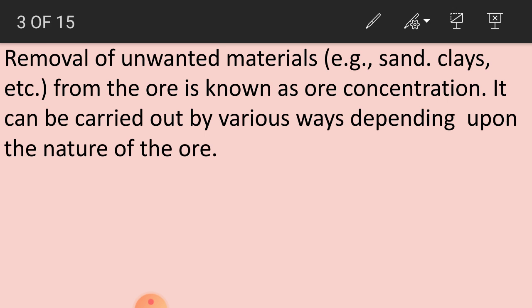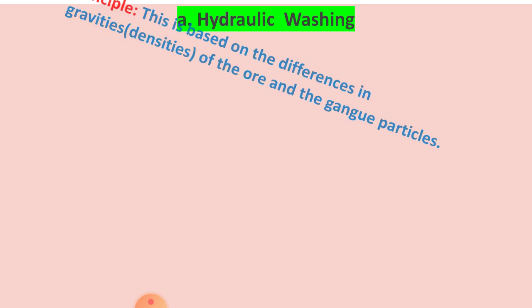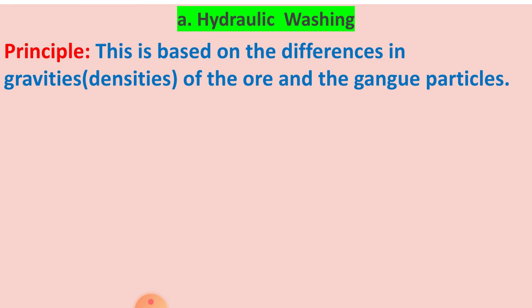So dear students, now we have to focus on the methods of concentration. The first method, a physical method, is hydraulic washing. This method is also known as gravity separation or levitation. First of all, you have to know the principle, that is, on which principle this method is based. The principle is the difference in gravities, that is densities, of the ore and gangue particles.